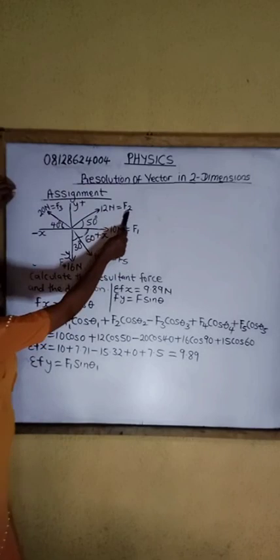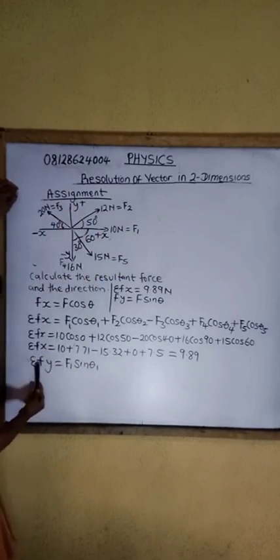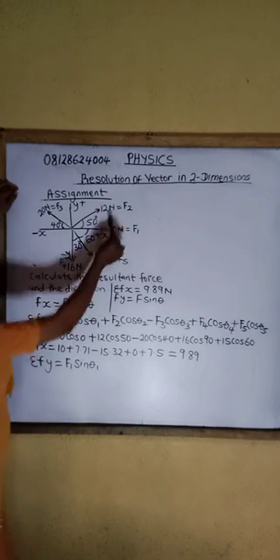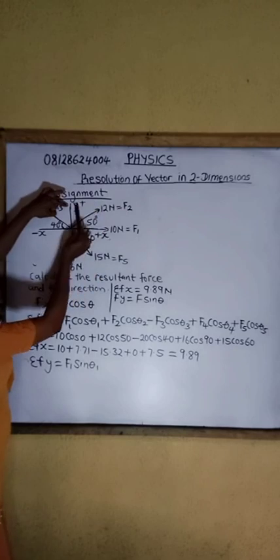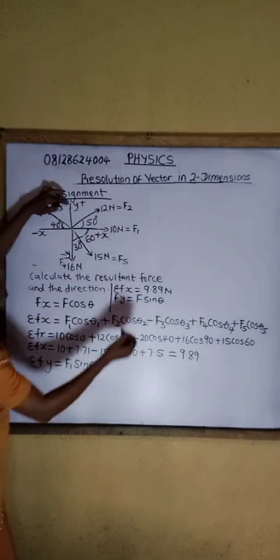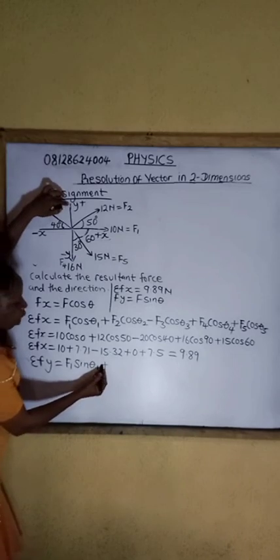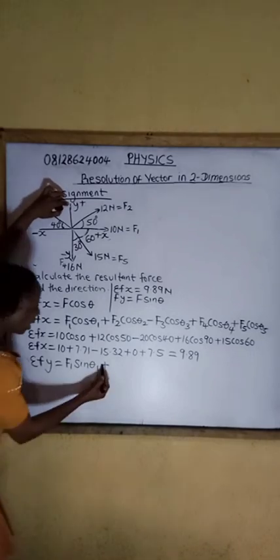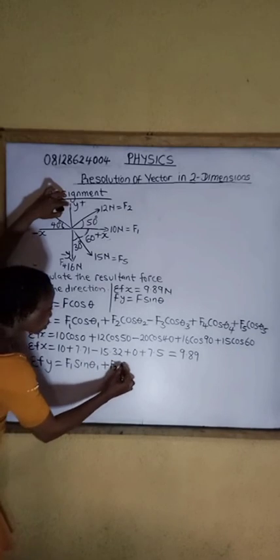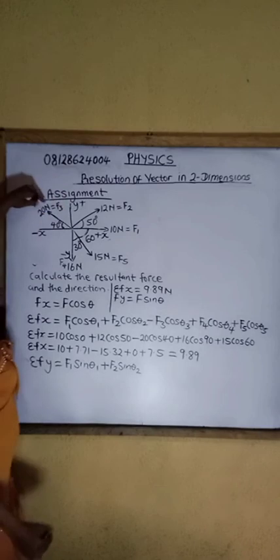Let's look at F2. This F2, we are going to take it towards the Y direction, because we are looking for Fy. So towards this Y direction is positive. So that will be plus. That is why we are having this plus. This plus signifies the direction of the force. So that is plus F2 sine theta 2. So let's move to F3.